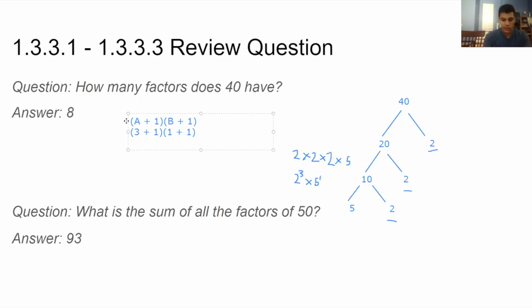Now I can go ahead and simplify this equation. It becomes 3 plus 1, which is 4, times 1 plus 1, which is 2. If I multiply 4 by 2, that leaves me with 8. And so the number of factors that 40 has is 8. Okay, cool. I'm going to go ahead and clear that. If you want to look at it and break down what I did, you can pause the video, but I'm going to clear it in a sec.